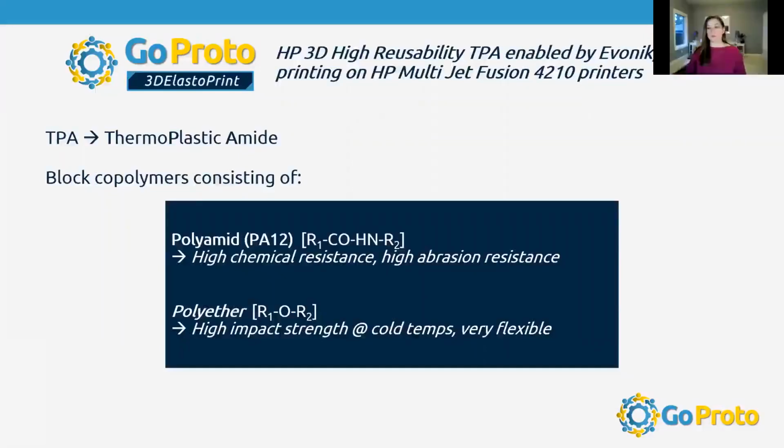But there's a lot of questions on durometers. So just as a clarification, the printing of the 3D Elastoprint in the MJF printers is 90A, correct? Correct. Which equates to about 40D.